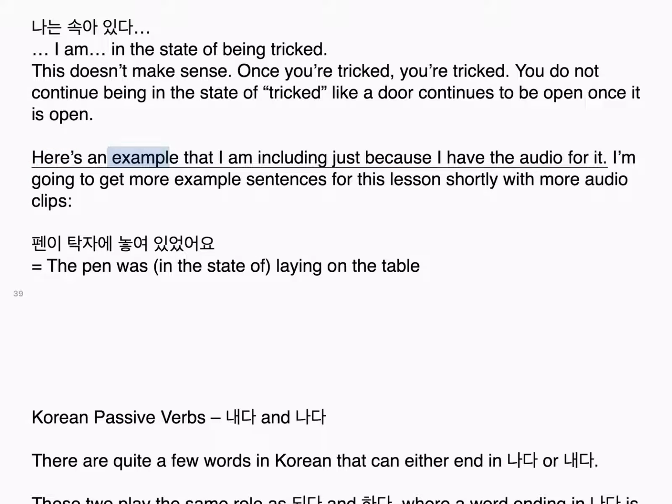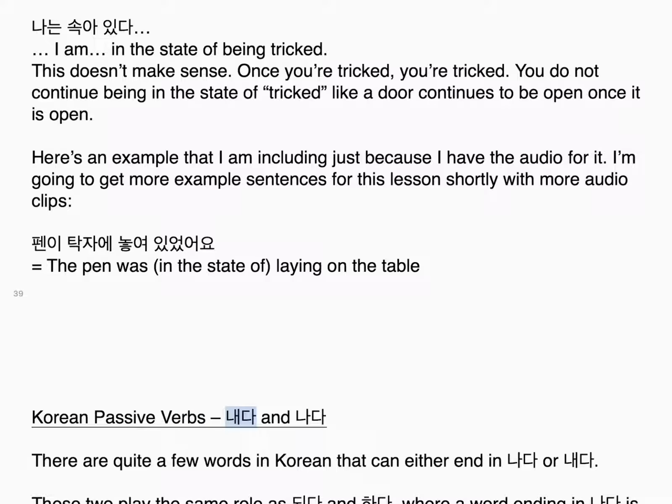Here's an example that I am including just because I have the audio for it. I'm going to get more example sentences for this lesson shortly with more audio clips. 펜이 탁자에 놓여 있었어요. The pen was in the state of laying on the table.